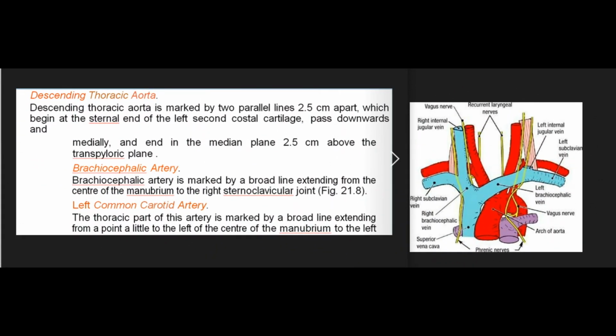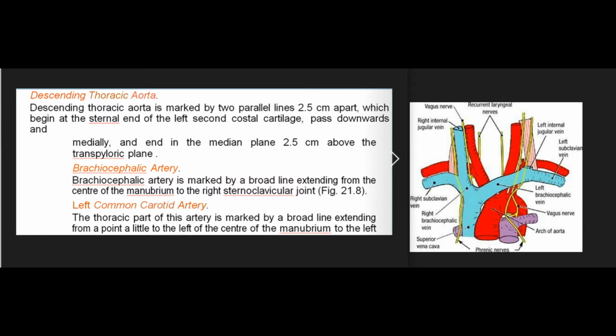Descending thoracic aorta. Descending thoracic aorta is marked by 2 parallel lines 2.5 cm apart, which begin at the sternal end of the left second costal cartilage, pass downwards and medially, and end in the median plane 2.5 cm above the transpyloric plane. Brachiocephalic artery.